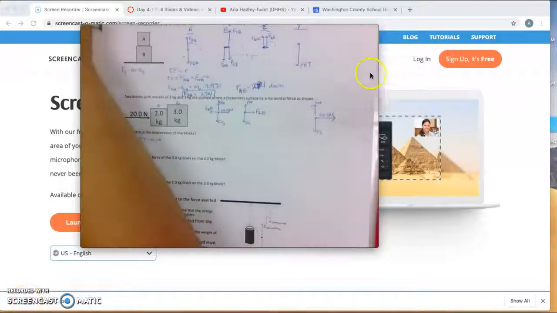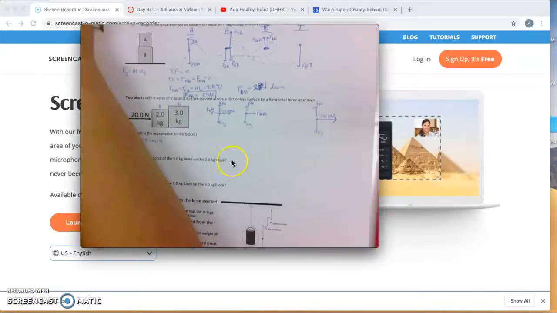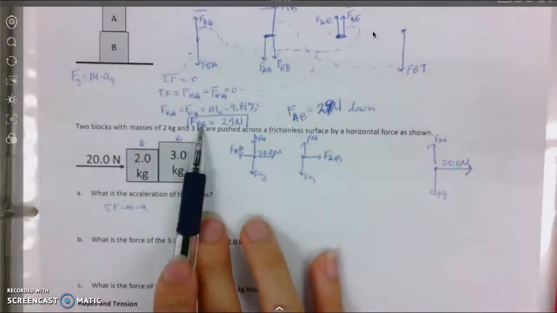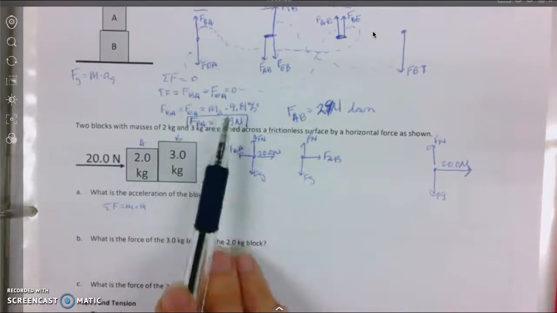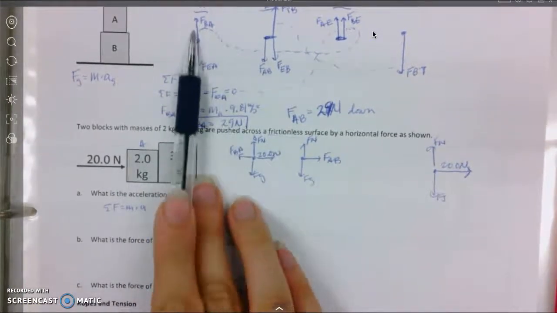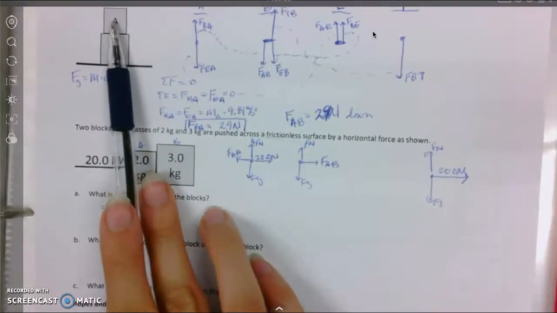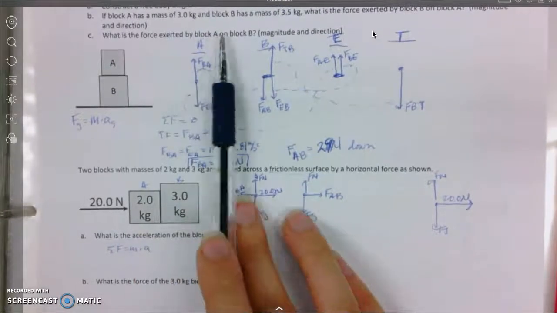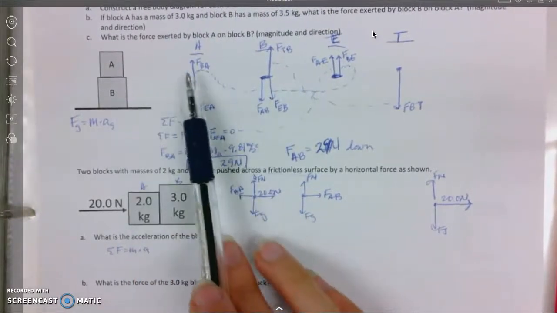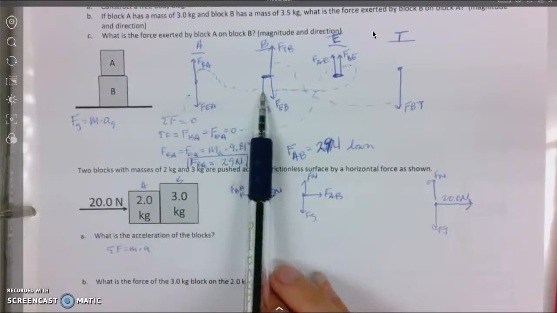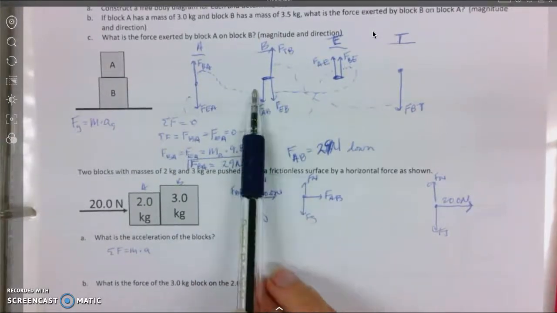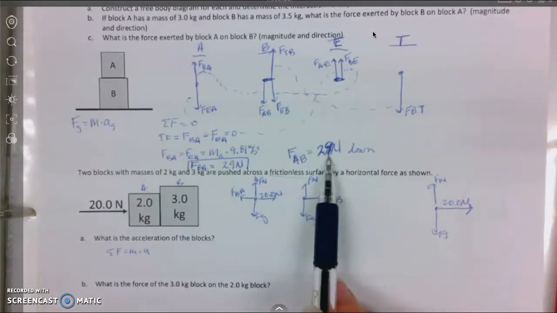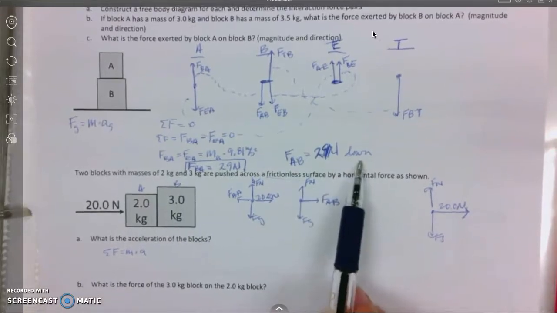Okay, we're going to wrap up this learning target. So, we figured out what the force of B on A was. It's 29 newtons, and that's going up. B is pushing up on A. And then we want to know part C here, what is the force exerted by block A on B? Well, they are an action-reaction pair, okay? And so that means it's equal and opposite in magnitude. And so equal magnitude, 29 newtons, opposite in direction. So instead of going up, it's going down.